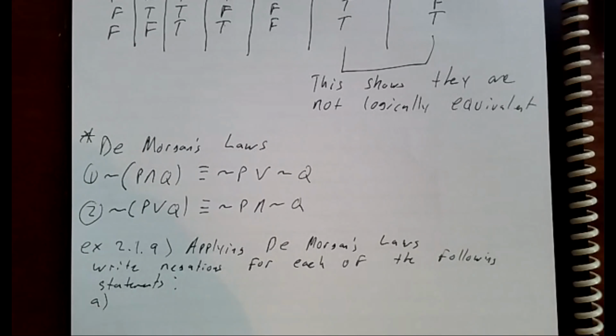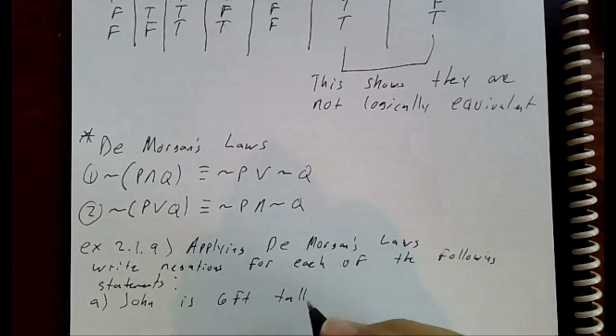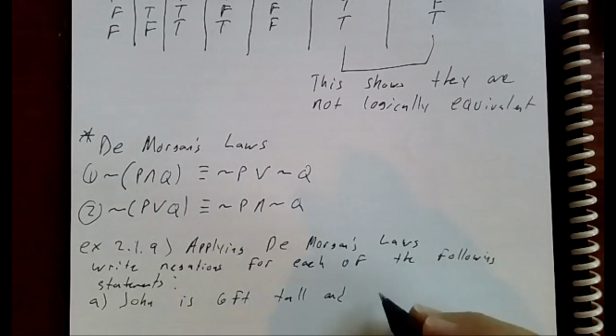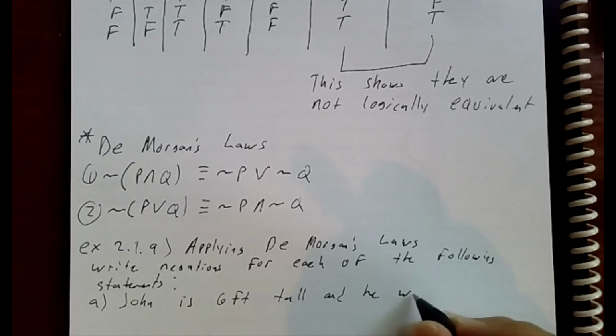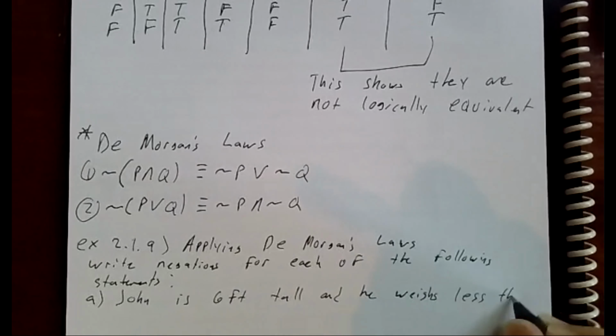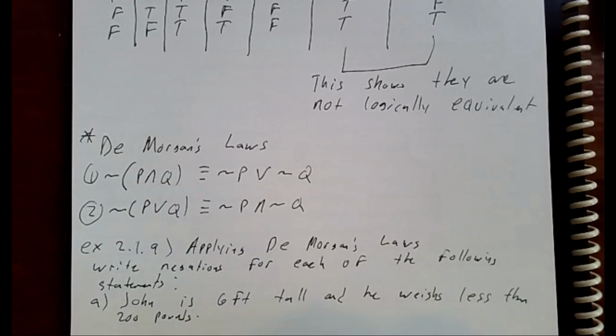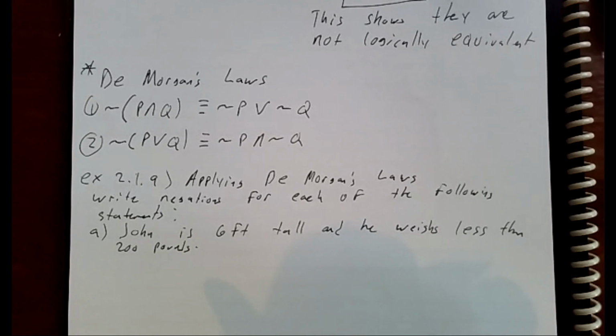So part A: John is 6 feet tall and he weighs less than 200 pounds. What is the negation of this statement? John is not 6 feet tall and he does not weigh less than 200 pounds.